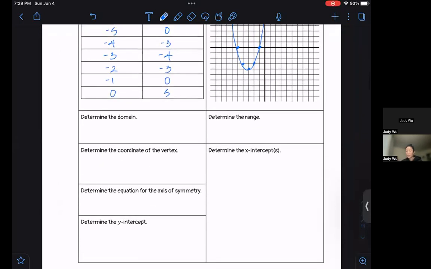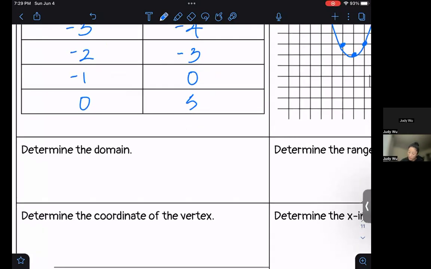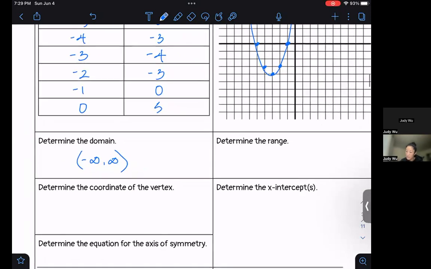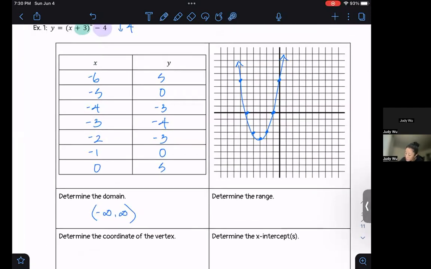Now let's find out these different characteristics, okay? So determine the domain. The domain of every quadratic function is -infinity to infinity. And the range depends on where the vertex is, okay? So I don't see any values below -4, but I do see a value at -4 and then everything above it. So my range is bracket -4 to infinity, okay?